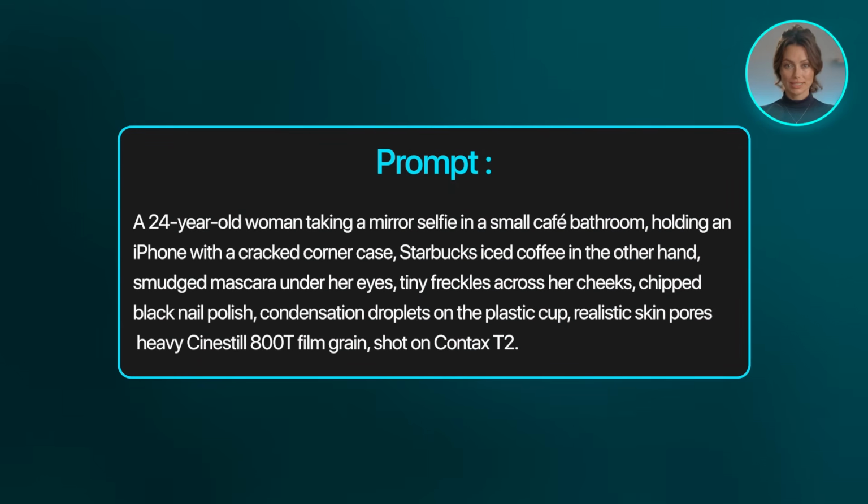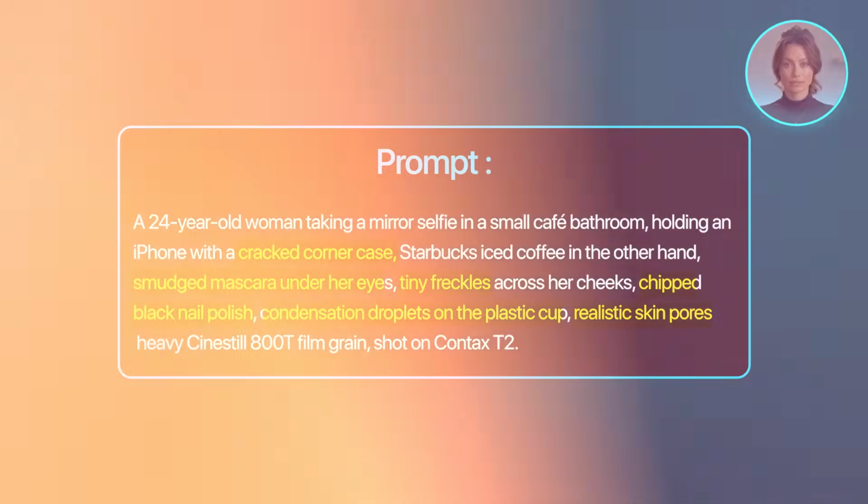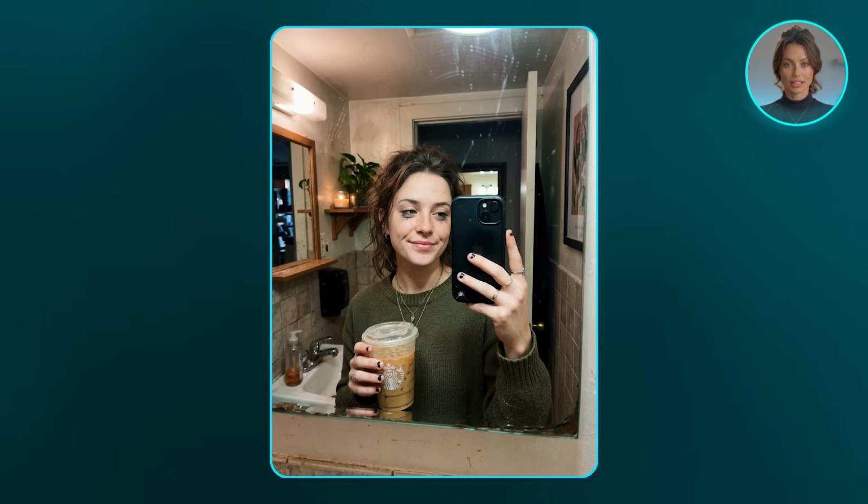Next is micro detail prompting. This focuses on adding small imperfections and textures so the image feels more real, not overly clean. For example, I used a prompt with details like a cracked phone case corner, smudged mascara, tiny freckles, chipped nail polish, condensation on a plastic cup, visible skin pores, and film grain. The result included all those small details, making the image feel like a real candid photo.